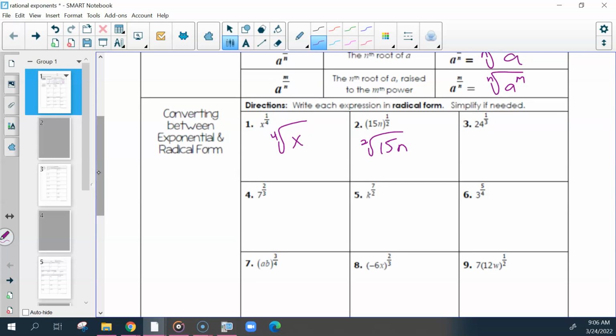24 to the 1/3. How would we write that? The cube root of 24. Now, we can break this down. The highest perfect cube that goes into 24 is 8. So if you can break this down, you also have to do that.